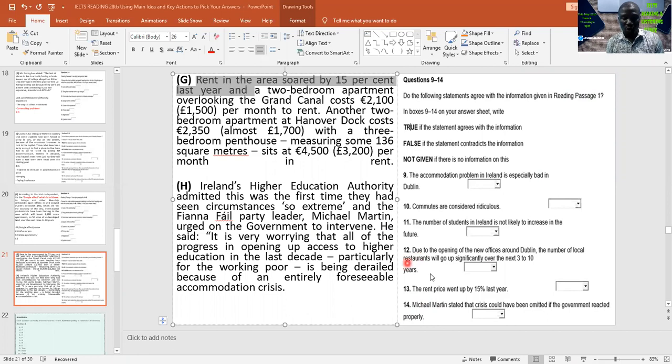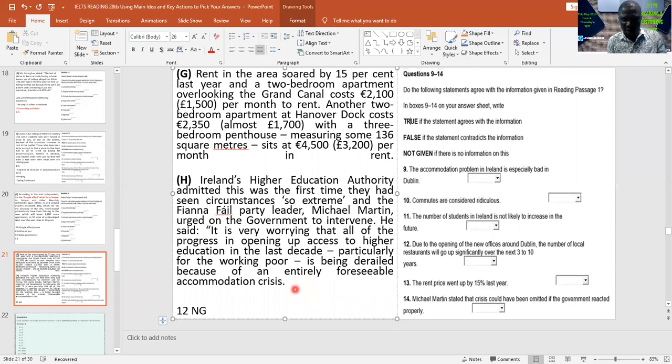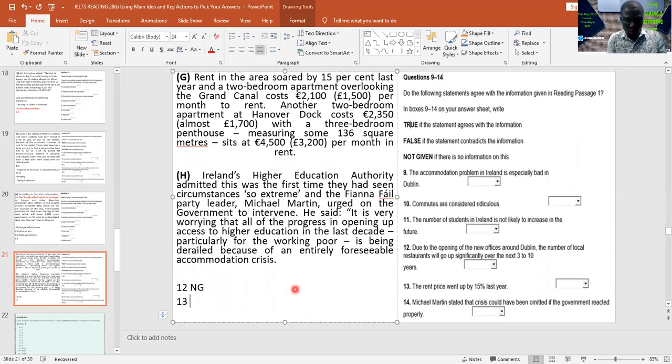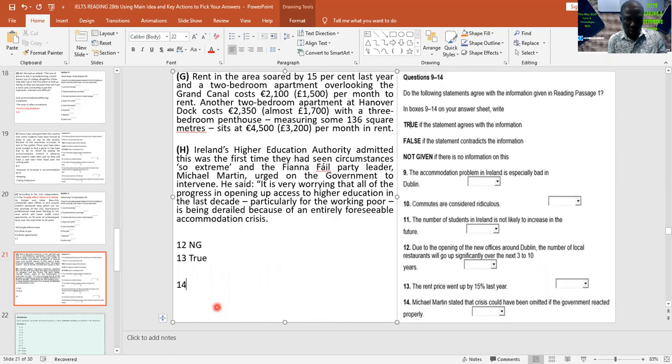14 is not given. 12 is not given because it's saying the crisis could have been averted. No, it's not talking about aversion of the issue here. So let me just state it here. 12 is NG, not given, because there was no reference to it at all. 13 is true. Yes, because it is in G. 14 is also not given.